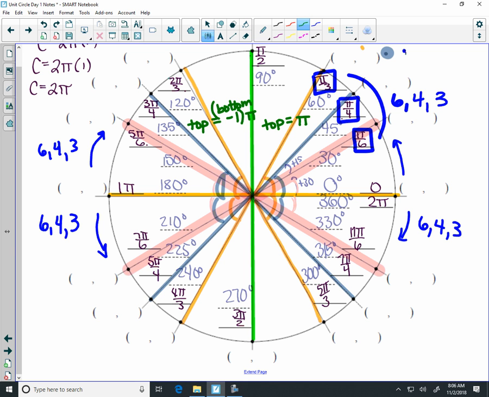In the third quadrant, all of your numerators are 1 more than the denominator. So bottom plus 1 times pi. And in the fourth quadrant, all of our numerators are 1 less than double. And if you think about this final value being 2 pi, that kind of makes sense. So all of our tops over here are double minus 1 times pi.